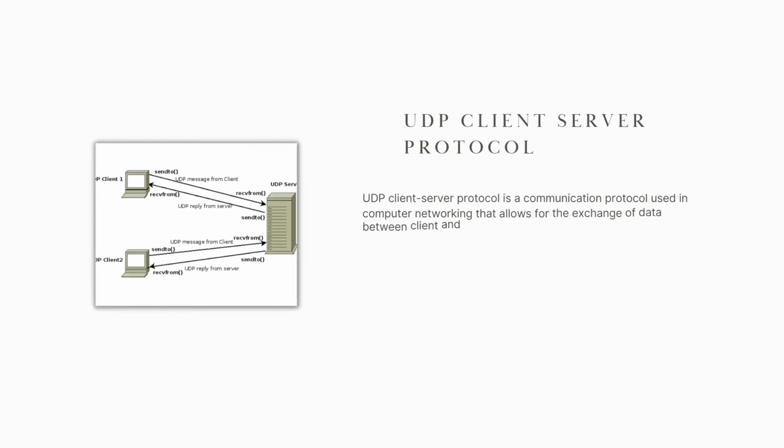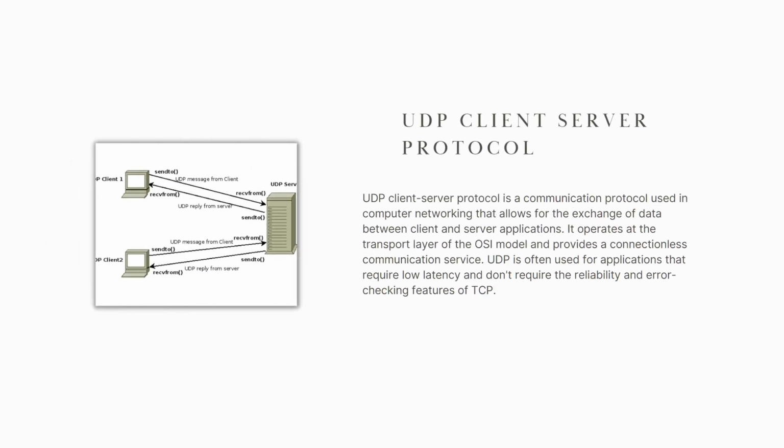First we come to the first slide, which is UDP client-server protocol. UDP is a protocol used in computer networking that allows for communication between applications. Basically, it allows communication between client and server. It is a simple and fast protocol that operates at the transport layer of the OSI model. We know OSI has seven layers. One layer is the transport layer. In this layer, the UDP protocol works.